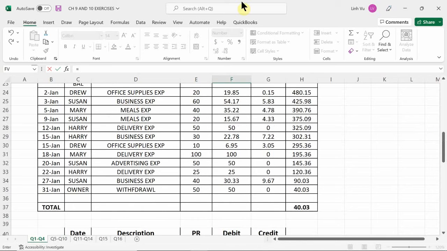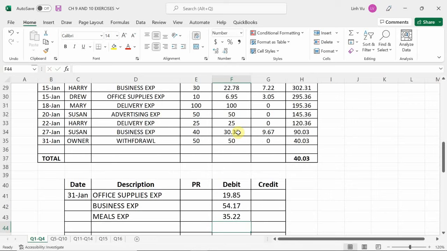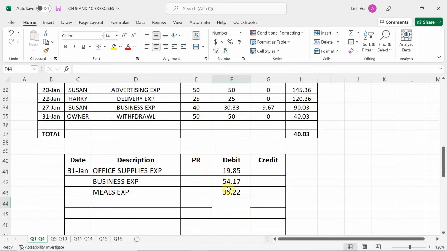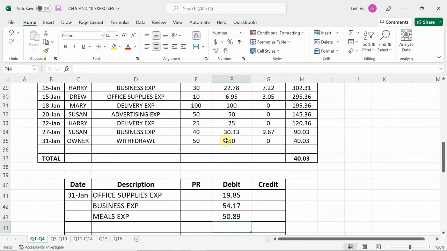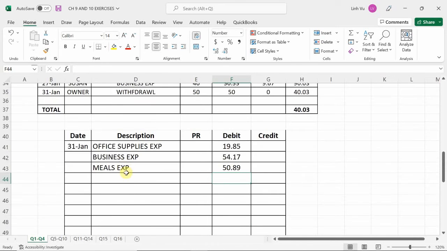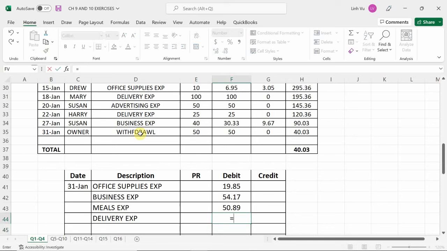Then we had someone go ahead and buy some meals, for a total of $35.22. Then we had Miss Susan take another $20 to buy some meals. In this case, we already had meals expense, so I'm going to add the 15 to the 35, because it's the same account. So the total is $50.89. Next we have a delivery expense for $50. So some delivery expenses, maybe there was a COD for $50.